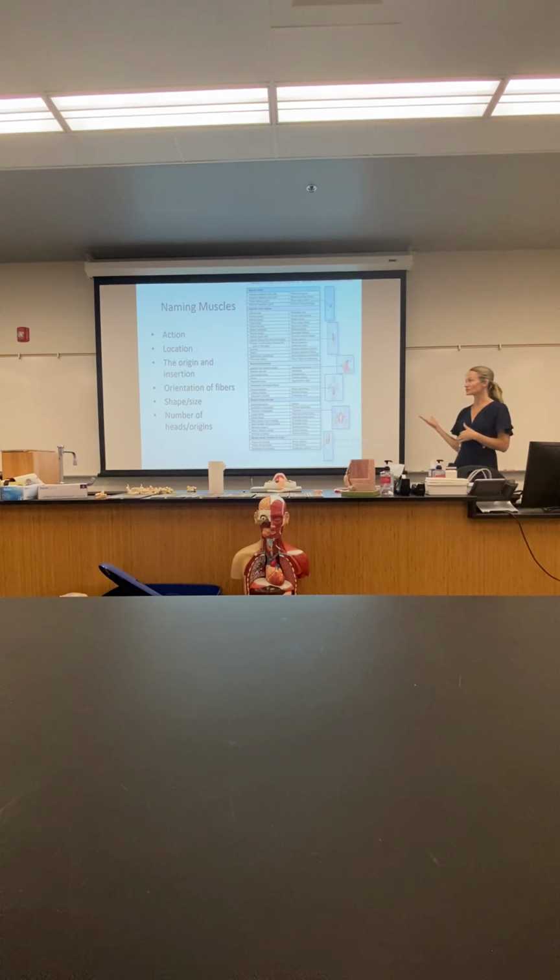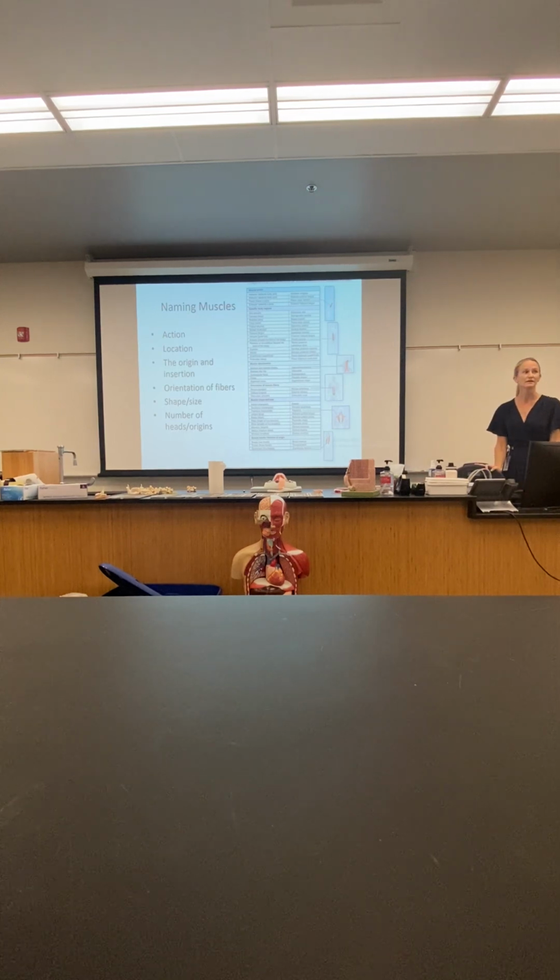Sometimes the orientation of the fibers is in the name. We'll talk about the different fiber orientations in a moment, but fibers can be arranged in a circular pattern. They call that an orbicularis muscle. So there's one around your lips, the orbicularis oris. Fibers can be straight. Rectus is the word for straight, like the rectus abdominis muscles. The fibers or the fascicles are arranged in this really straight pattern. So sometimes that's right there in the muscle name.